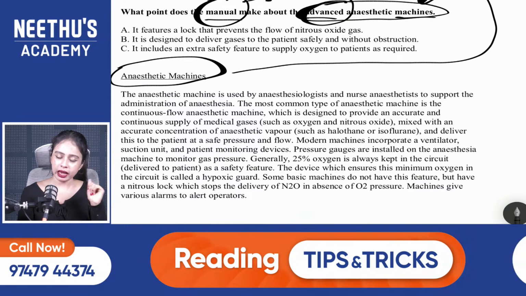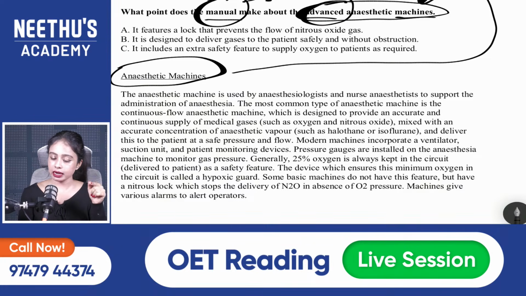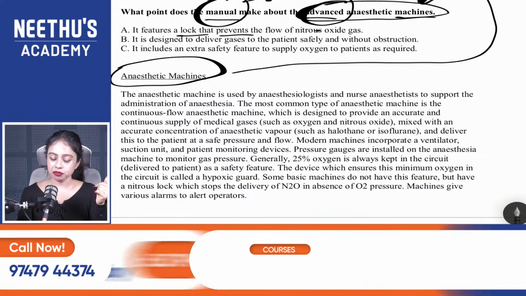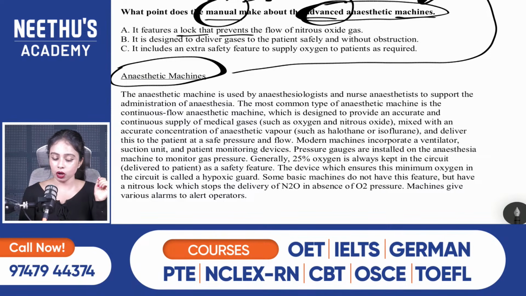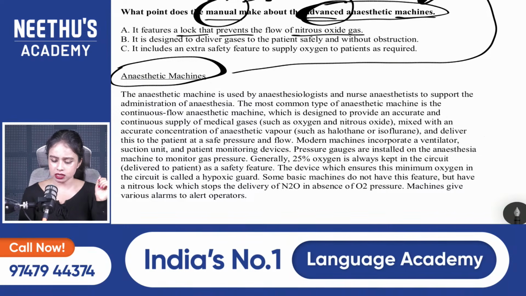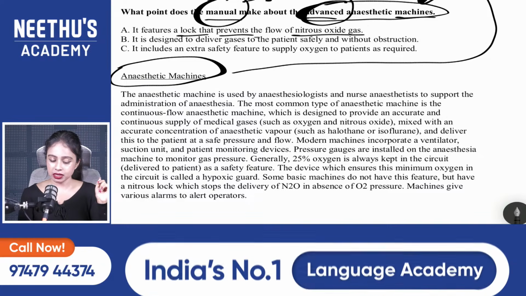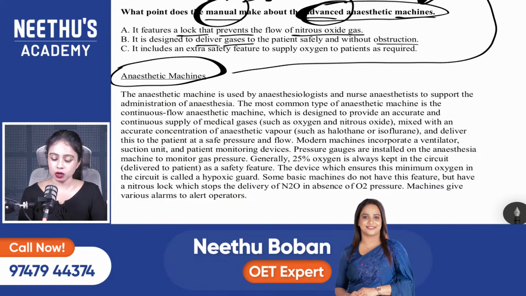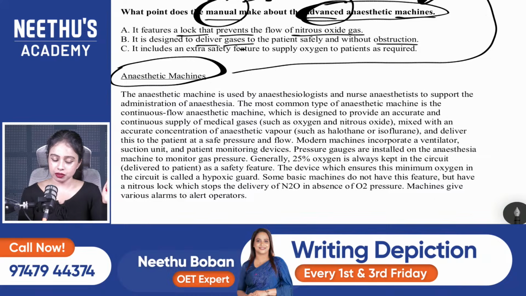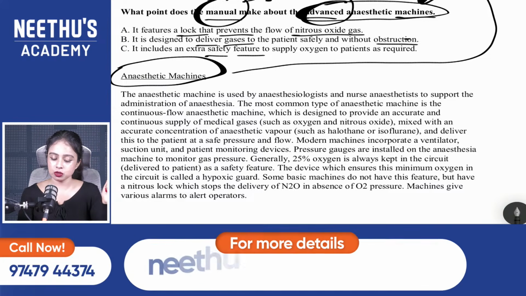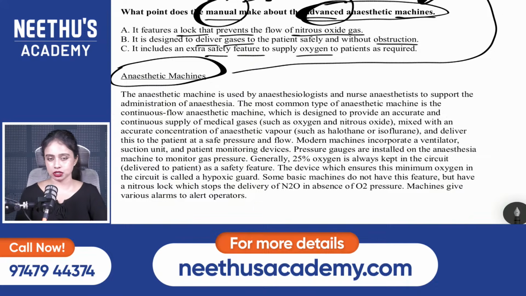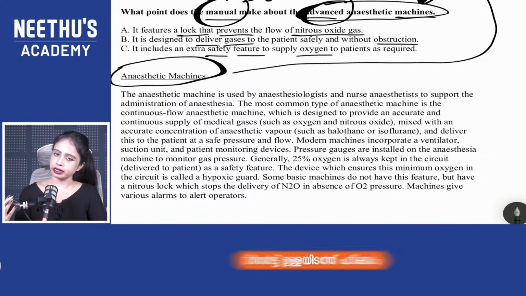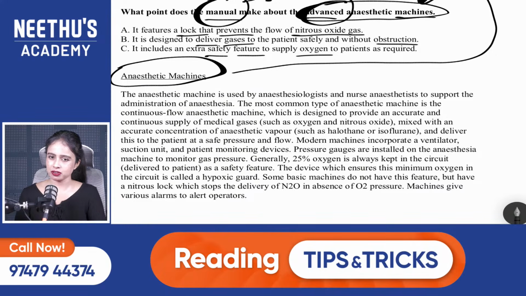And I'm just connecting with my options. Advanced anesthetic machines, it features a lock that prevents flow of nitrous oxide gas. So my keywords: lock, prevents, nitrous oxide gas. It is a single term, right? It is designed to deliver gases to the patient safely without obstruction. So: deliver, gases, obstruction. It includes an extra safety feature to supply oxygen to the patients as required. So: oxygen. These are my keywords from the question. Let me know in the comment box if you have already read the paragraph and done the elimination method. Let me know what your answer is.